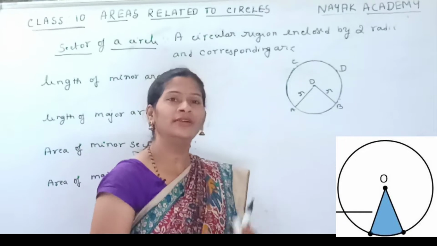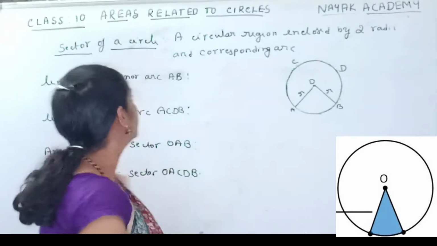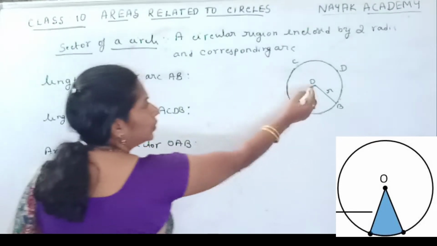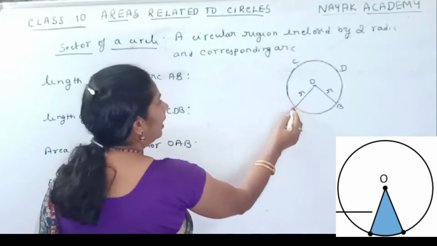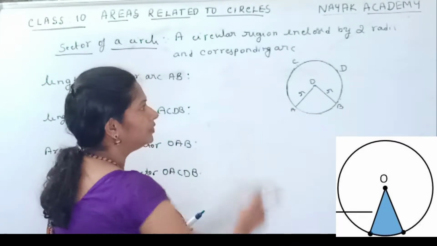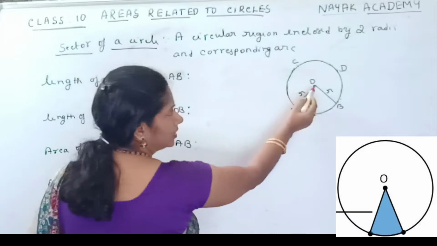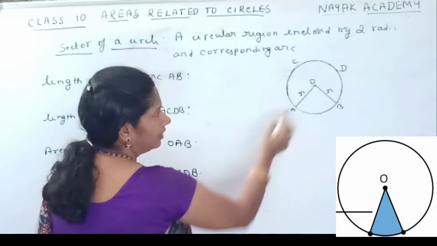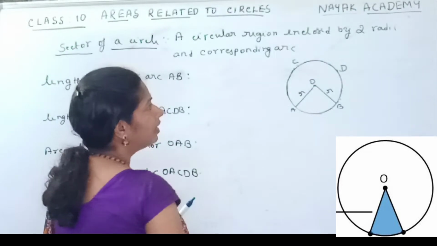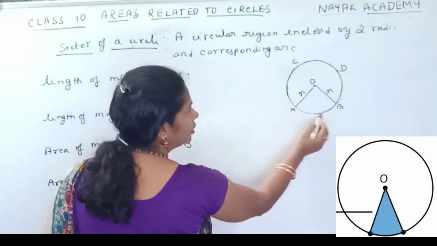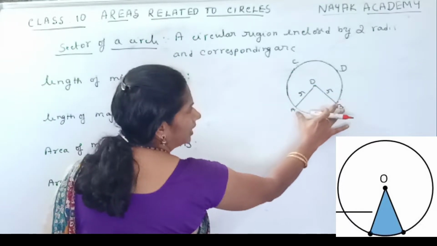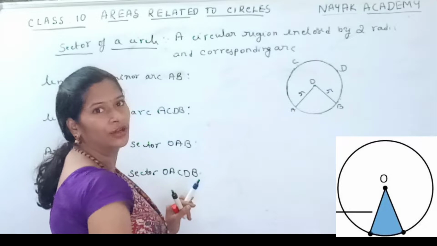Now let us learn what you mean by a sector of a circle. A circular region enclosed by 2 radii and an arc is called a sector of a circle. Now you can see the diagram, children. So O is the center of a circle and OA and OB are the 2 radii of the circle, and the circular region enclosed by 2 radii and the corresponding arc is called a sector of a circle.